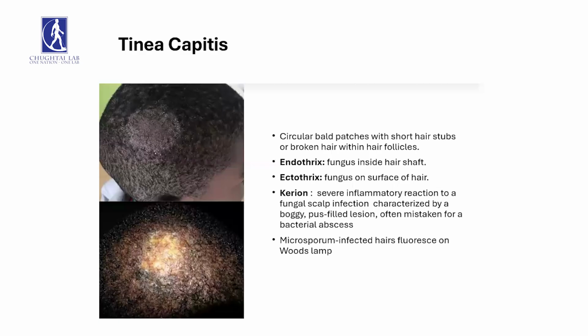I have described tinea corporis and onychomycosis, tinea unguium, in the two cases presented. The other major presentation is tinea capitis, which is infection of the scalp or hair shafts. It often presents as a circular bald patch with short hair stubs or broken hairs within the hair follicles. The infection of the hair can either be endothrix, in which the fungus is present within the hair shaft, or ectothrix, where the fungi do not penetrate within the hair shaft but are only present on the outside of the hair surface.